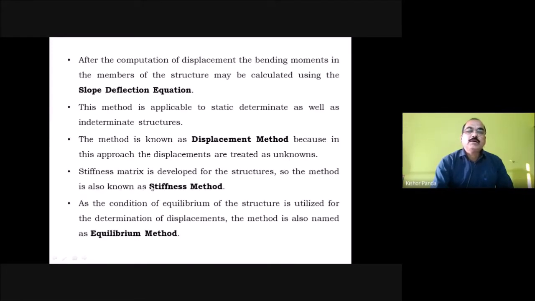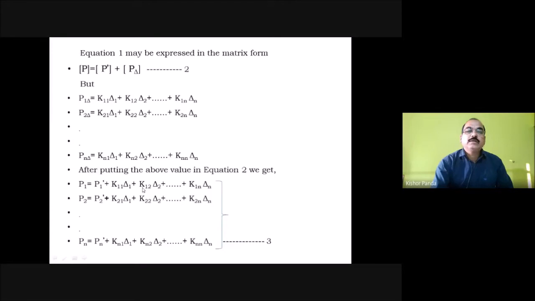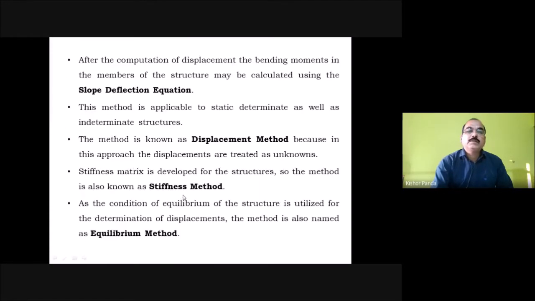And why is this called the stiffness method, the stiffness matrix method? The stiffness matrix is developed for the structure, so the method is also known as the stiffness method, because here you have to develop the stiffness matrix. This is the stiffness matrix. And this method is also called the equilibrium method. The condition of equilibrium of the structure is utilized for the determination of displacement, so the method is also named the equilibrium method.